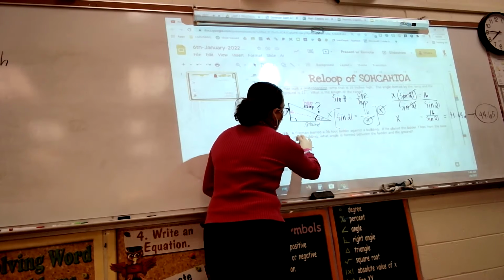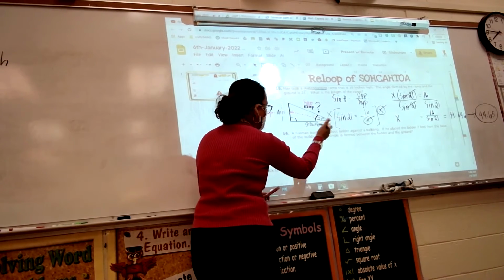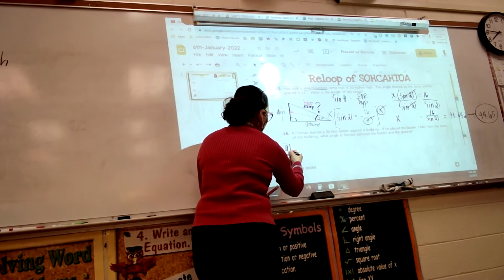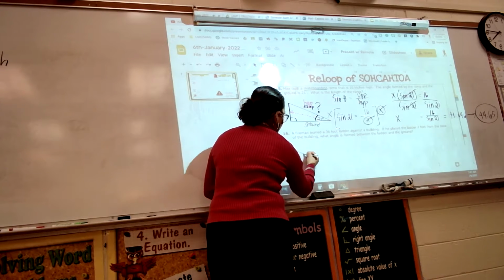Okay, let's start. A fireman leaned a ladder against a building. Okay, let's draw a building. And then a ladder.